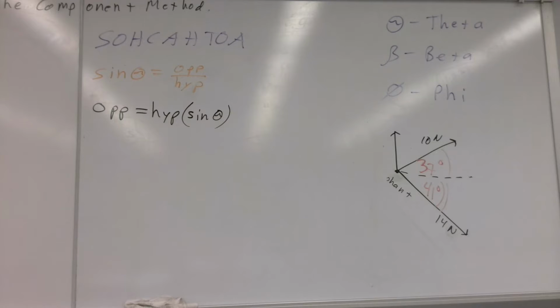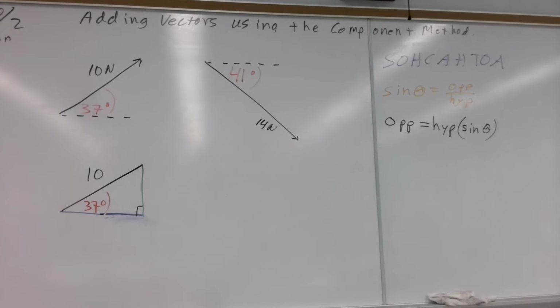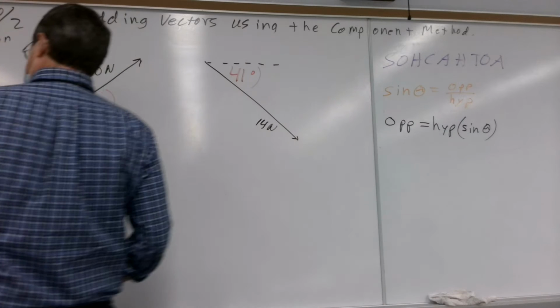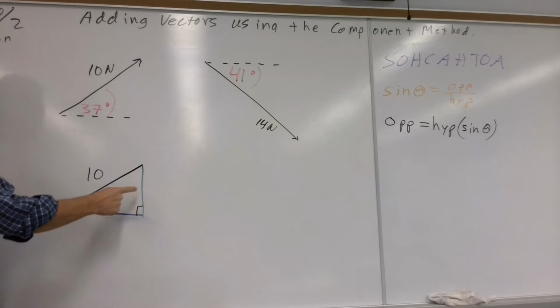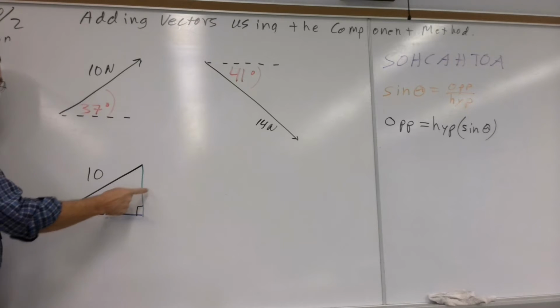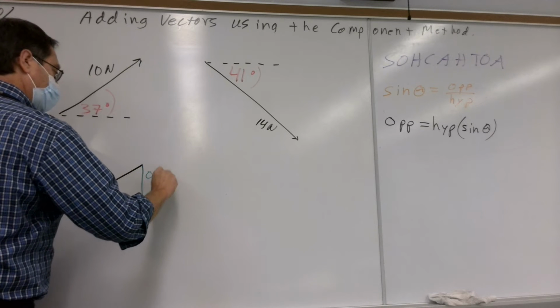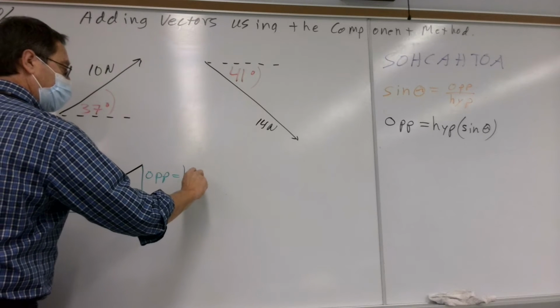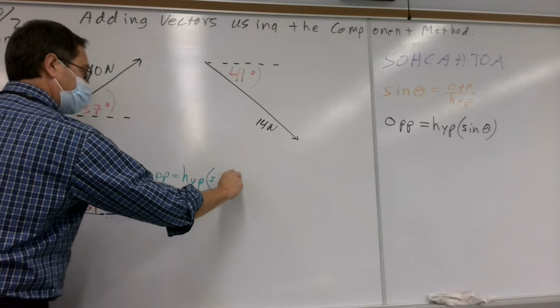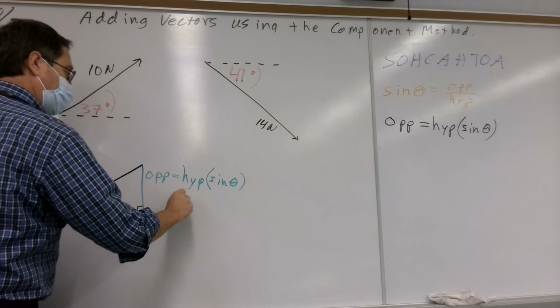So if we're using the 37-degree angle, let me come back over here. Okay. If we're using the 37-degree angle, oh, it'll all fit. Good. We're using this 37-degree angle here. What does that make the green side? Hypotenuse, opposite, or adjacent? Opposite, okay. So opposite, in this particular diagram, is the hypotenuse times the sine of theta, correct? Well, we know the length of the hypotenuse is 10.